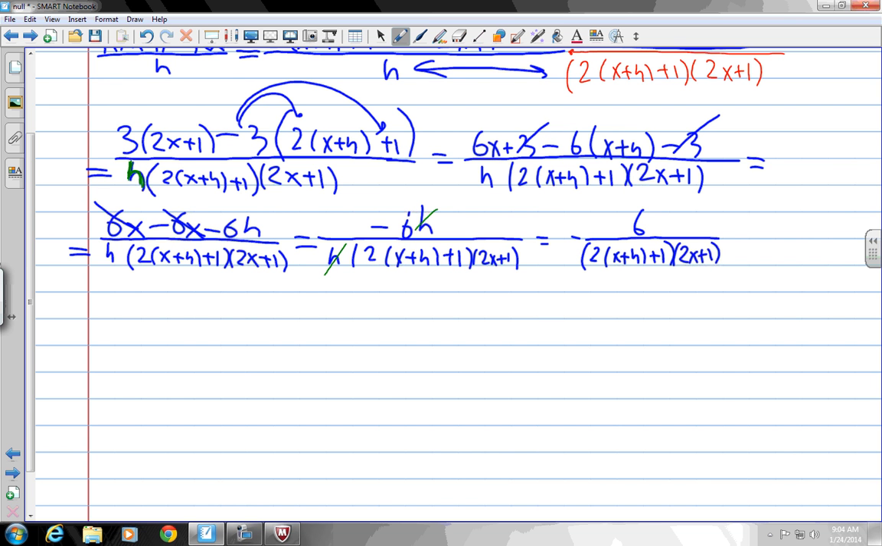Okay? So then in calculus, you'll say, well, let h equal 0. So then you'll have just 2x plus 1, 2x plus 1 in the denominator. So it's 2x plus 1 squared. So that's the only thing you're going to add to this problem. Is this okay?